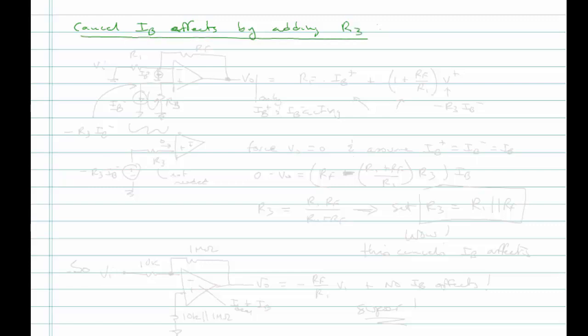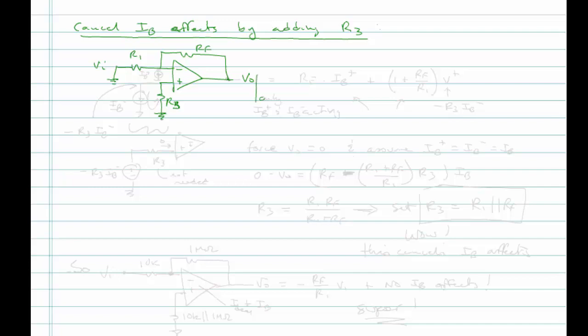Okay, so here's what we're going to do. Let's take our original circuit example. We had RF and R1 and VI. And what we're going to do is add a resistance here, R3. So let's go ahead and ground this. We're going to consider just the case of the effect on the output due to IB.